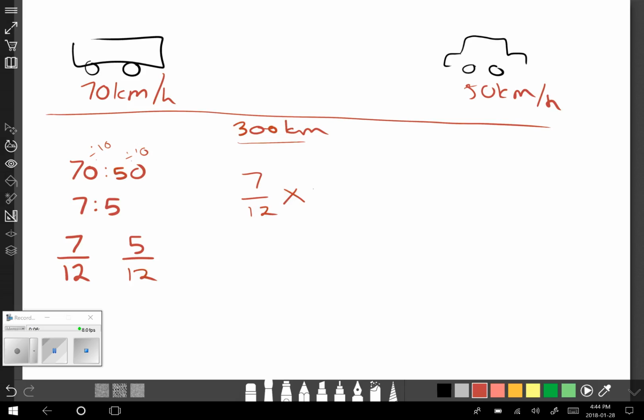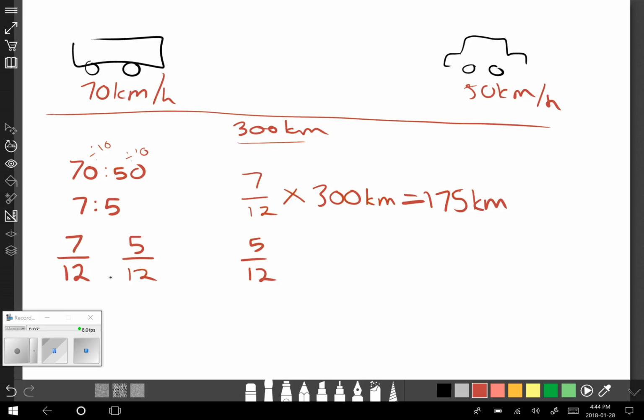7/12 of 300 kilometers equals, and we'll just type that in, 7/12 of 300 equals 175 kilometers. Yeah, and I like to keep my units handy so that I don't forget what I'm doing as I'm working through a problem.